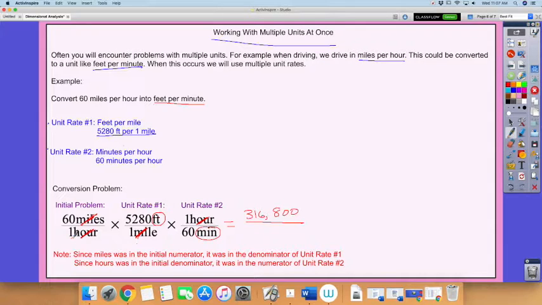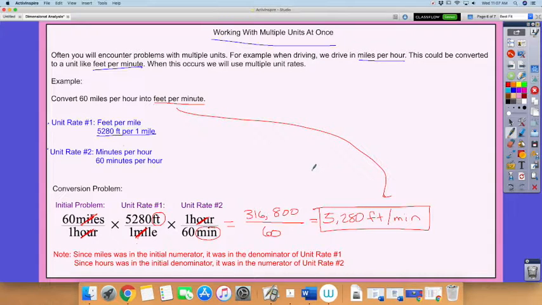And now in the denominator, 1 times 1 times 60, that is 60. And then remember, a fraction bar just means division. So we're going to go ahead and divide that 316,800 by 60. So that ends up giving us a final answer of 5,280. And then remember our units, it's the numerator, so feet, per the denominator unit, minute, which is what they asked for originally.